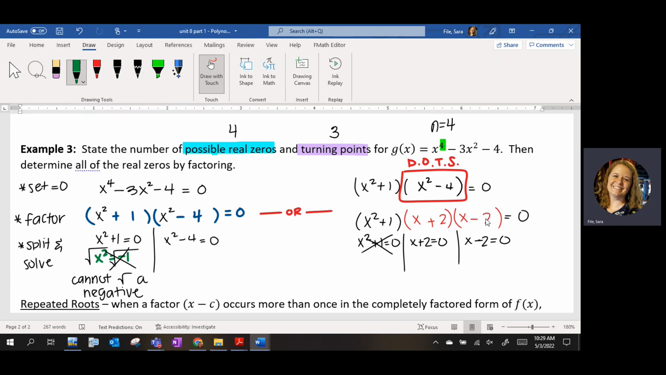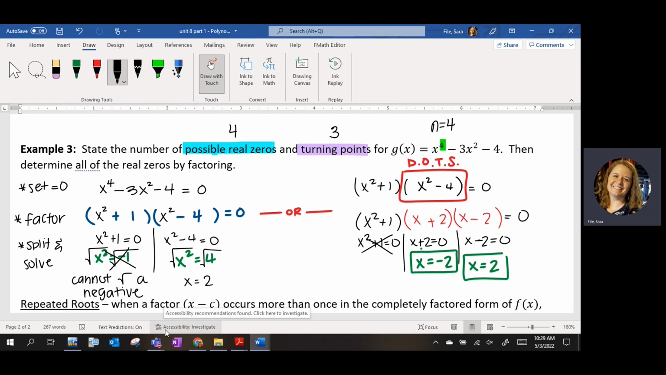Now, over here, when I go to solve, this would be -2, because I would subtract the 2 over, and this one would be +2, right? So I get +2 and -2, so I have 2 zeros. Over here, when I go to solve, I would add the 4, and then I would have to take the square root, and a lot of you would just say x equals 2, and you would be done. And you would be wrong. You would be missing the -2 because a lot of you forget to put a plus or minus in front when you take the square root.